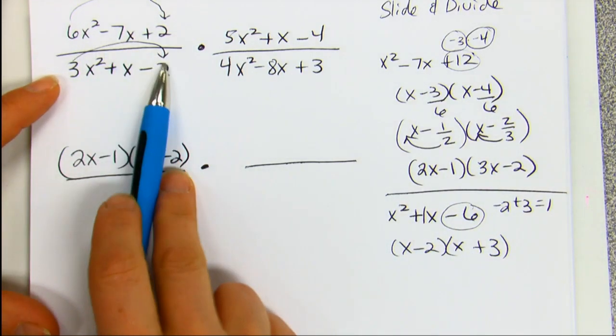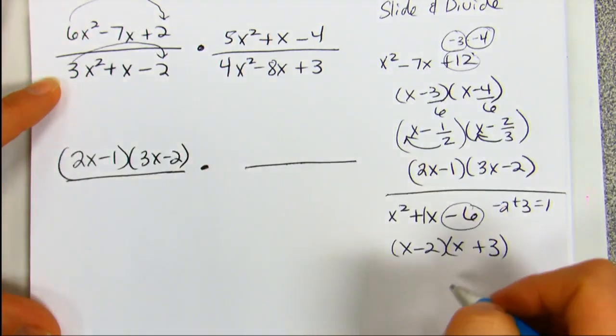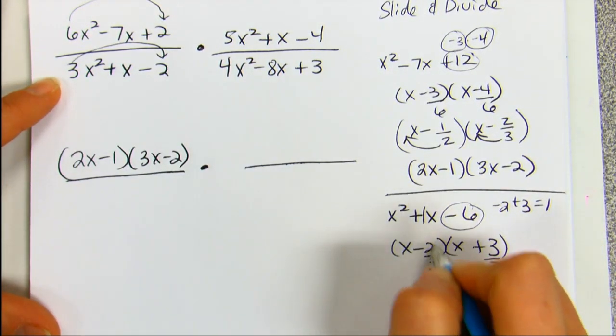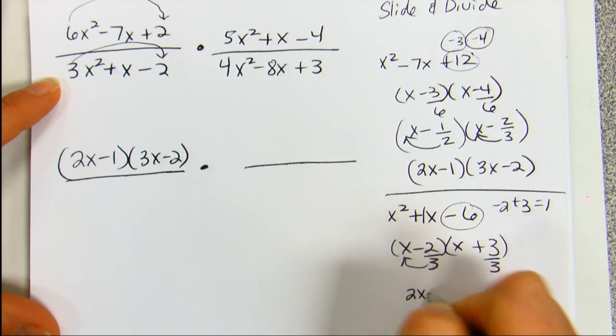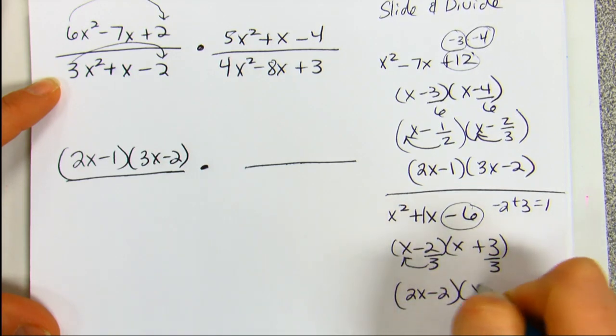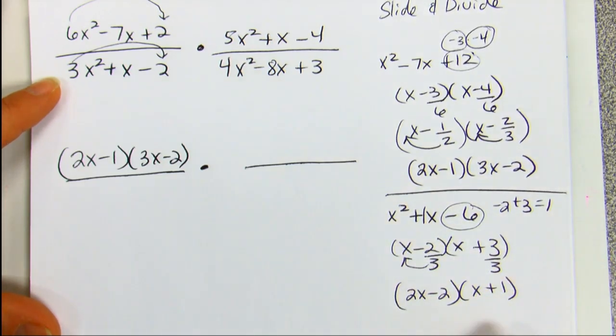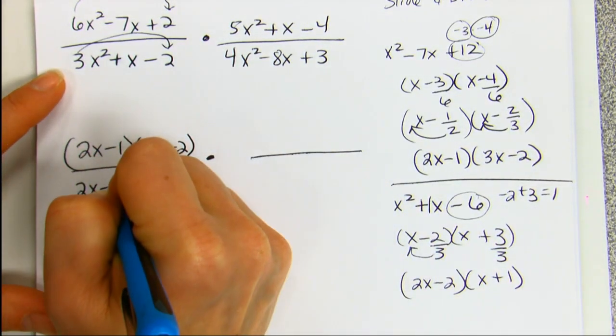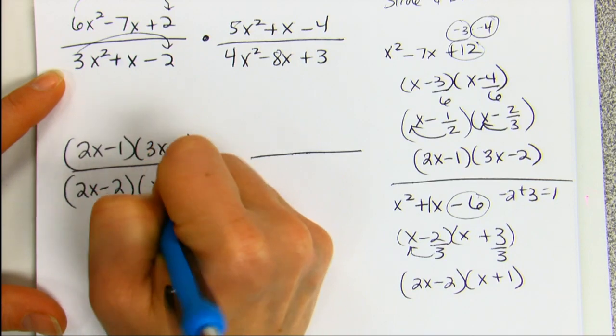When we slid the 3 to the back, let's divide. We divide by that same 3. So this one, 3 can't go up into 2, so we just pull it to the front. But here we can reduce, so that'd be like saying x plus 1. So we put that factoring here, 2x minus 2 times x plus 1.